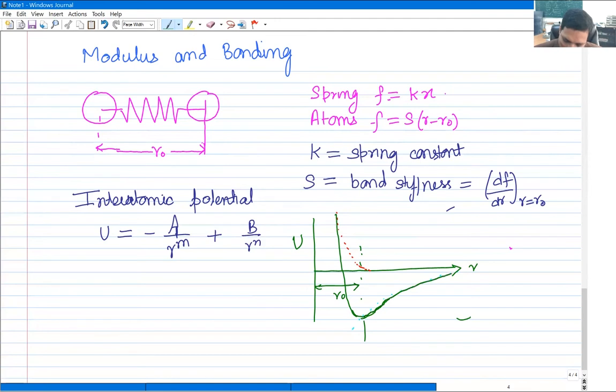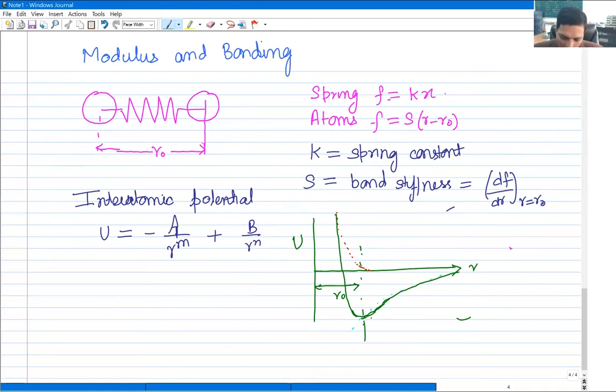The drawing has not come out accurate, but what it should show is that at R equal to R0, you have the lowest energy. That is why it is the equilibrium distance. At this point, that is where the material will stabilize. The two atom system will stabilize. At this point, it has the lowest energy.